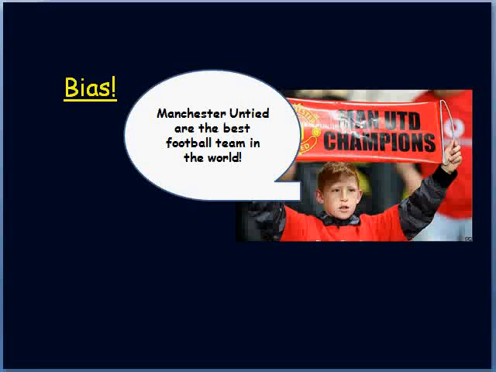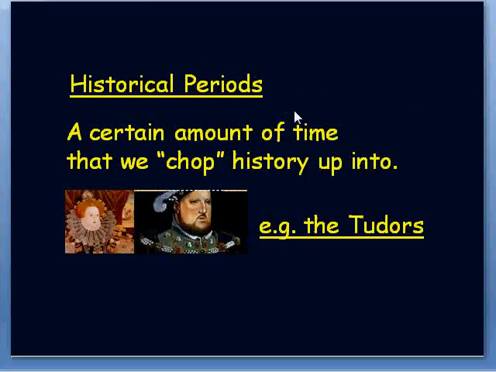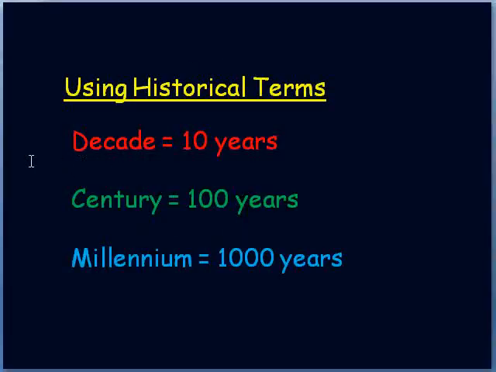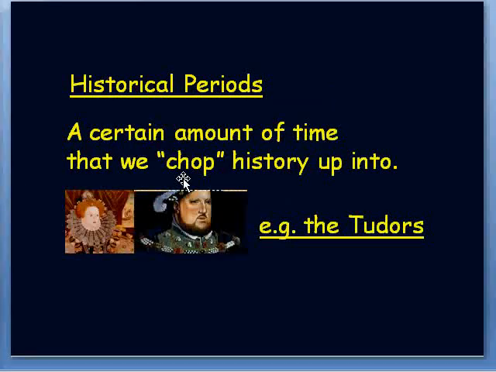Let's do one more key term: historical periods. Now, a historical period is a certain amount of time that we chop history up into. So we take a selection of years together and we say that is a period. Now, these aren't as strict as these. They're not like decades, centuries, or millenniums that are just a very strict set of years. So a decade would always be 10 years, a century would always be 100 years, and a millennium would always be 1,000 years.